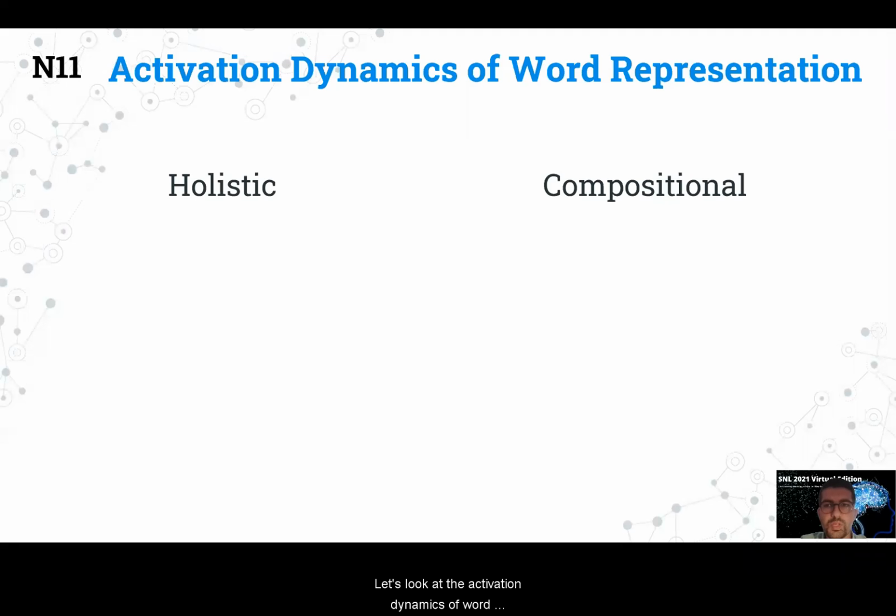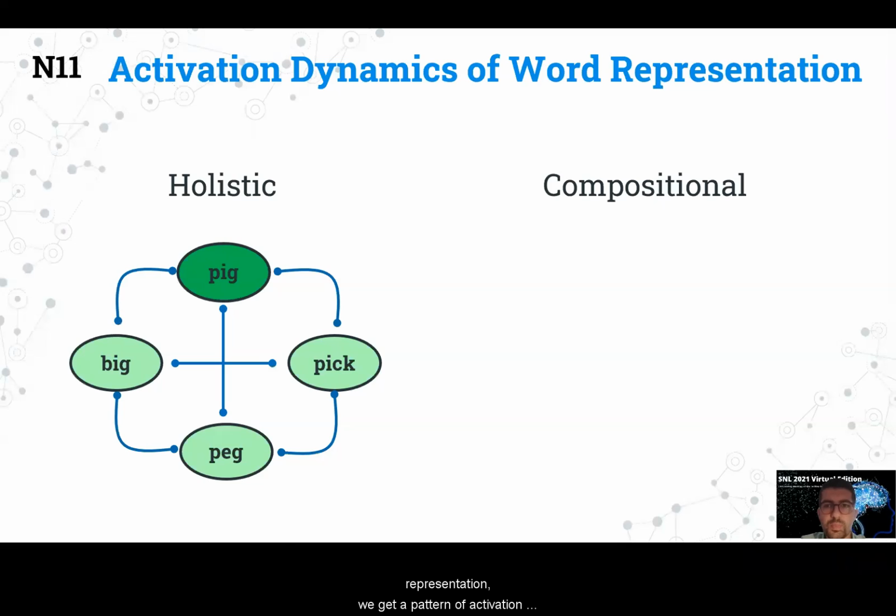Now let's look at the activation dynamics of word representation. With the holistic representation, we get a pattern of activation with overlapping words getting some activation. Since lexical representations inhibit one another, at the end it is winner takes all, so pig is activated.